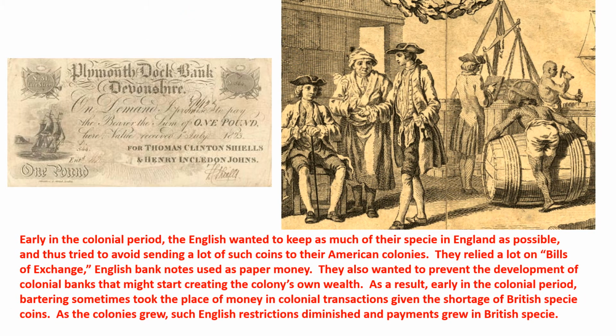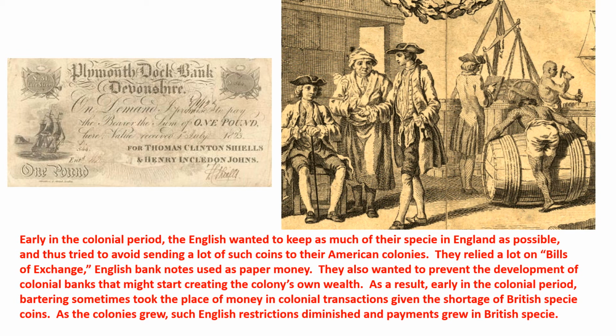In regard to money in the mercantilistic system, early in the colonial period, the English wanted to keep as much of their specie, their gold and silver coins, in England as possible, and thus they tried to avoid sending a lot of such coins to the American colonies. They relied a lot on what you call bills of exchange, which are English banknotes, promises that if you took the note to a bank, you could get gold and specie.